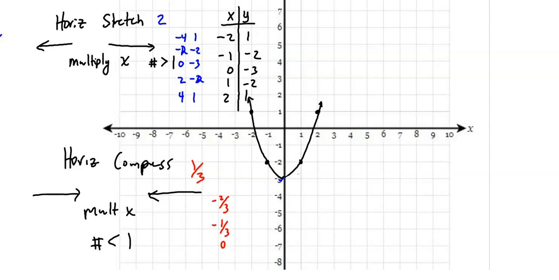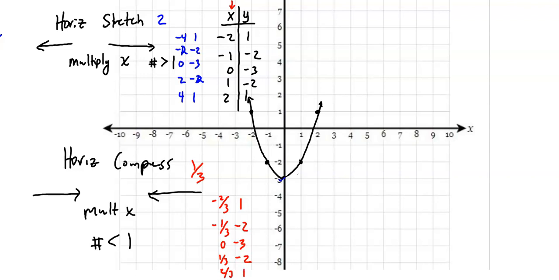I'm going to get 0. I'm going to get +1/3 and +2/3. So I was just multiplying by all these numbers in the chart. The y's, nothing happens. They all just stay the same: -2, -3, -2, and 1.